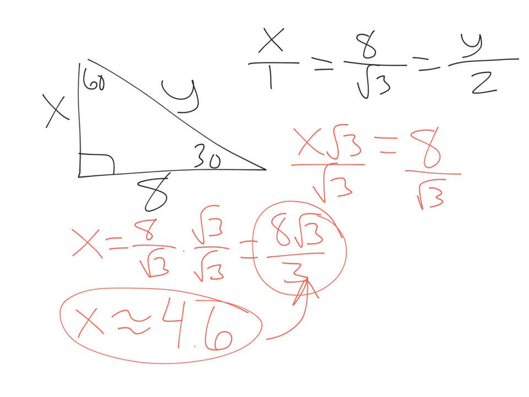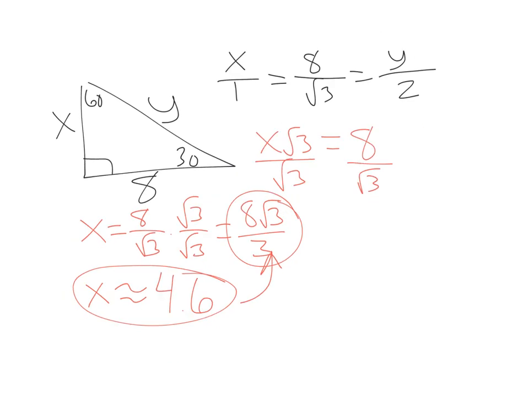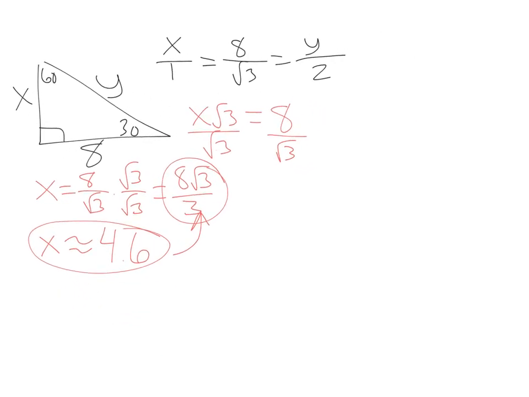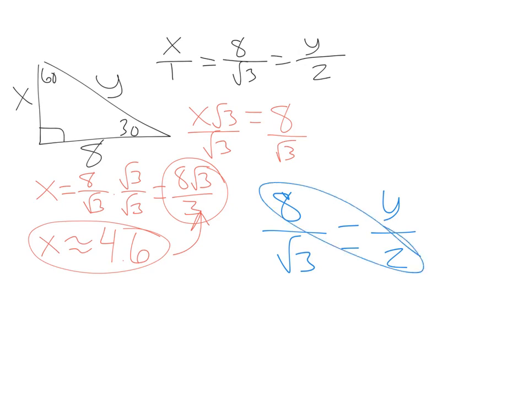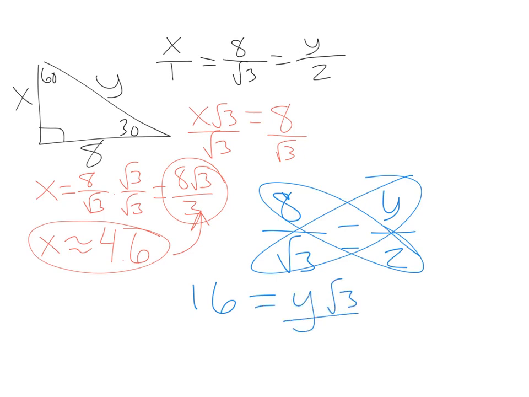Alright, how about for the y? Let's try and fit that in here. Maybe I can make this a little bit smaller, give us a little more room. There we go. Alright, for my y, I'm going to have 8 over root 3 equals y over 2. So I'm going to have 16 equals y root 3. And I got to do the same thing here. I'm going to divide by root 3.